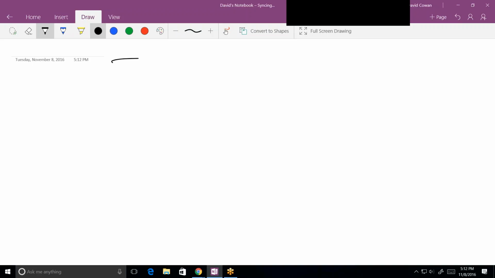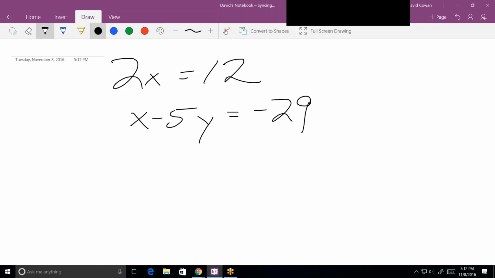2x equals 12. And then x minus 5y equals negative 29. Now notice here that neither equation is completely solved for a variable. Yeah. But we can easily take care of that problem by doing what on the first equation? By dividing it by 2, dividing 12 by 2. So really, now we have that, and now everything is fully solved for one of the variables. Yeah. Now what? So it's going to be 6 minus 5y equals negative 29.